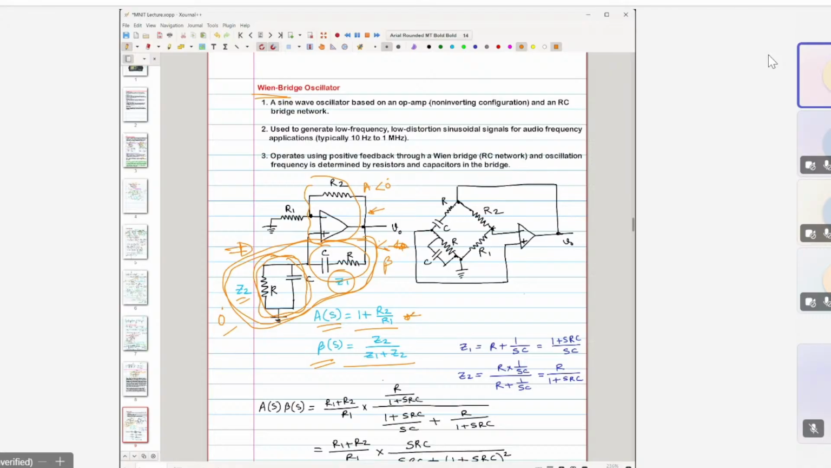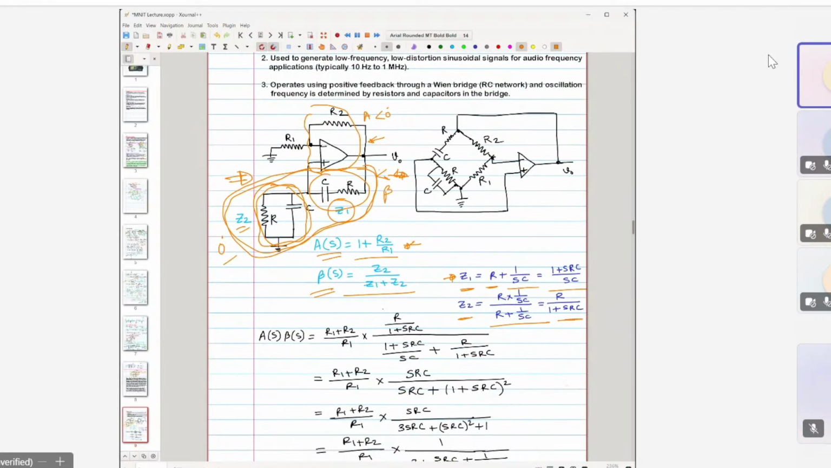Now what is Z1? Z1 is this part, R and C in series. So it is basically R plus 1 by j omega C, meaning 1 by SC. So it gives out this. What is Z2? Z2 is this R and C in parallel. So it is R into 1 by SC, divided by R plus 1 by SC. So that gives this, right?